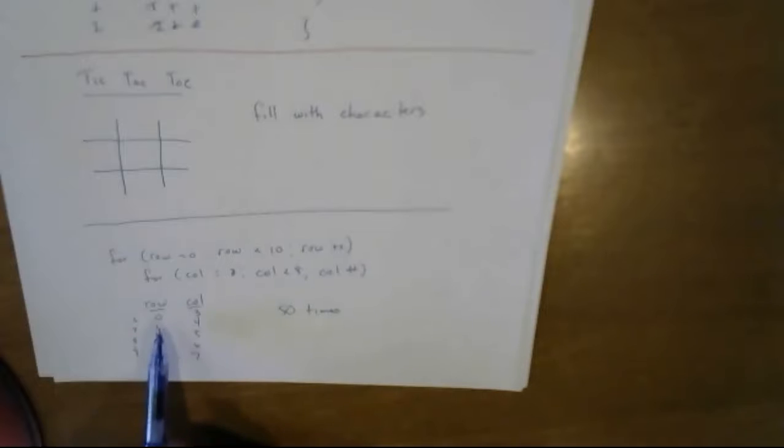Okay, and again, it's going to go 0,3, 0,4, 0,5, 0,6, 0,7. Then it's going to go 1,3, 1 up to 7. Then 2,3 up to 7. And it's going to keep going through that with the rows getting the values of 0 to 9.